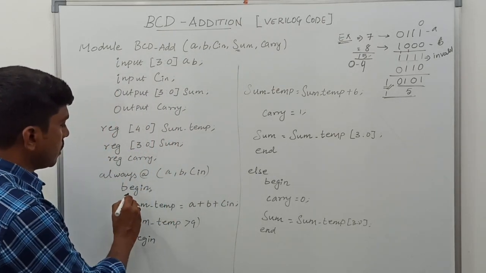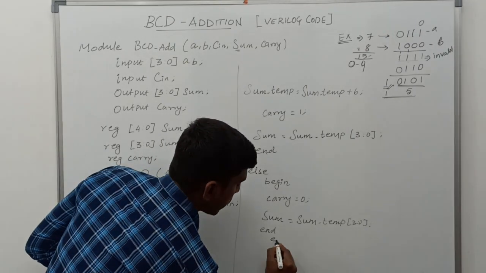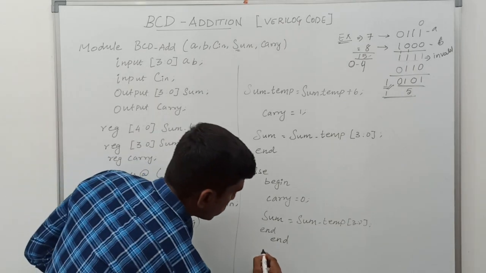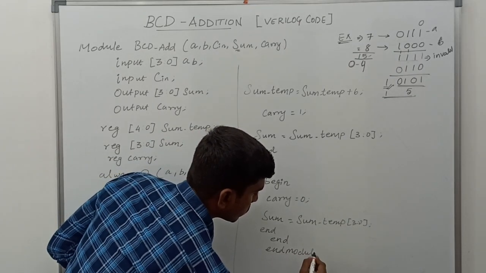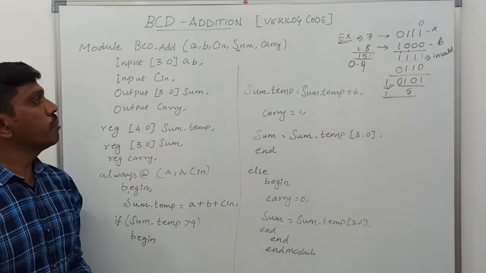So for the always block, you use the begin statement, and you use one more end, then close the module, end module. This is the simple program for BCD addition.